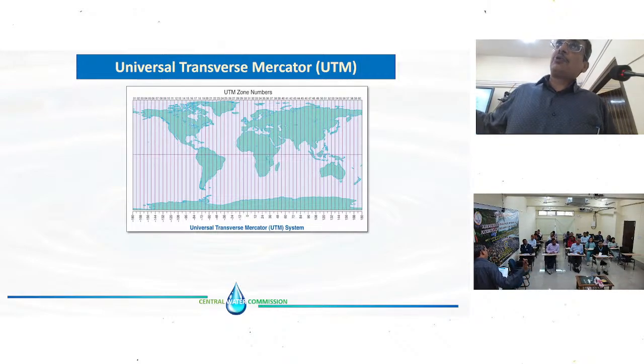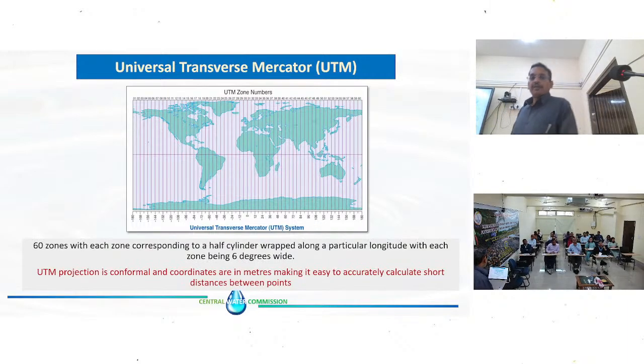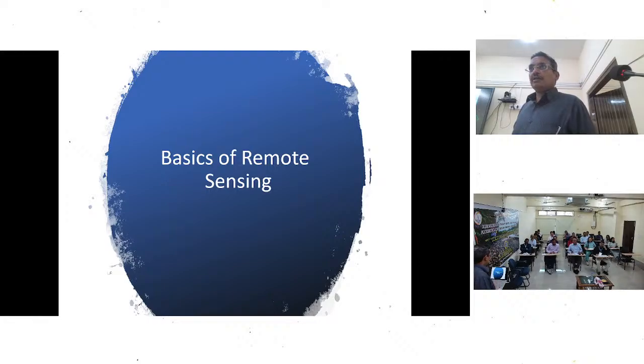This is not a single projection. Every strip, you can see, is a combined projection system. It will be useful for calculation of distances and for accurately calculating short distances between points. We will see these things when we do the hands-on.